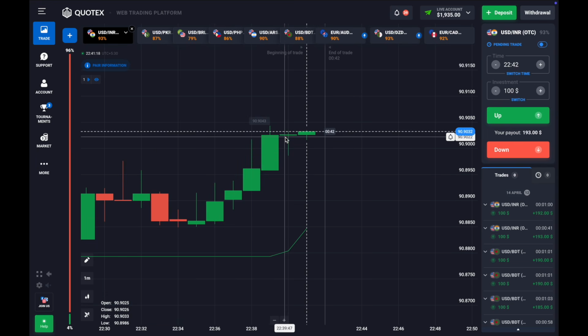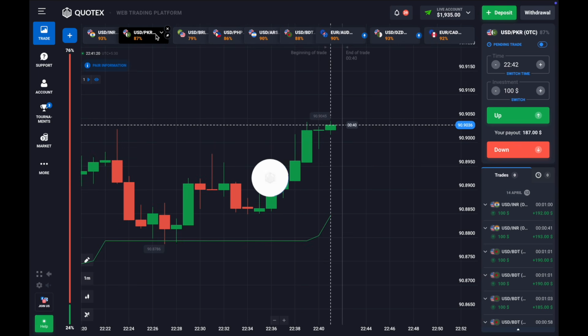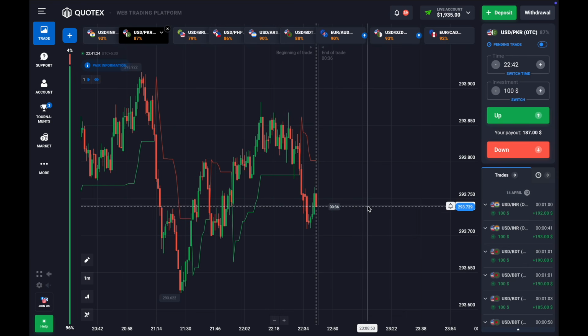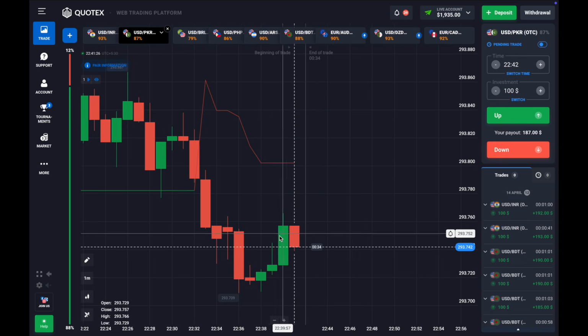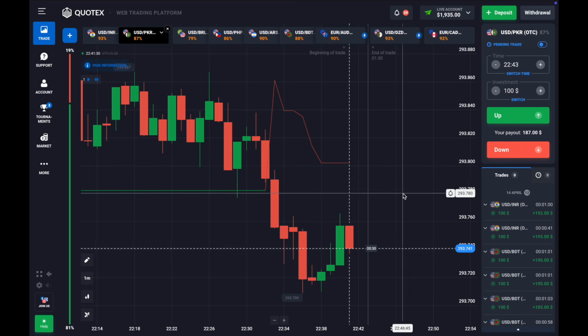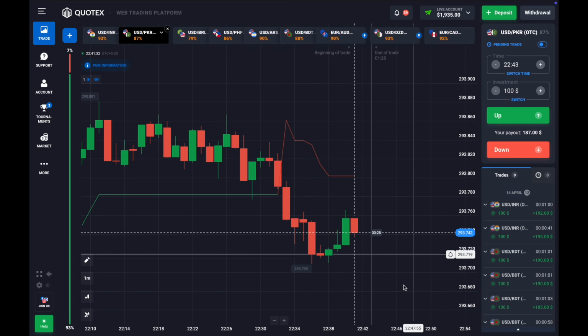A doji is an indecisive candle, so we'll not be taking any call option trade here. We will be looking for a better opportunity. So in this particular chart, there's a reversal. Candles are below our Supertrend line, and I can see a very good put option trade here.